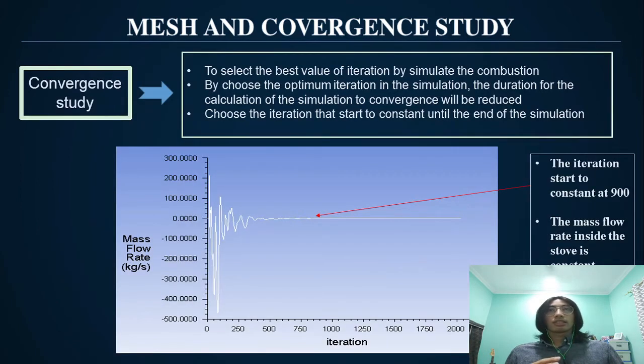Next, the convergence study. The objective of the convergence study is to select the best value of iteration by simulating the combustion, after we learn the best mesh for this model.